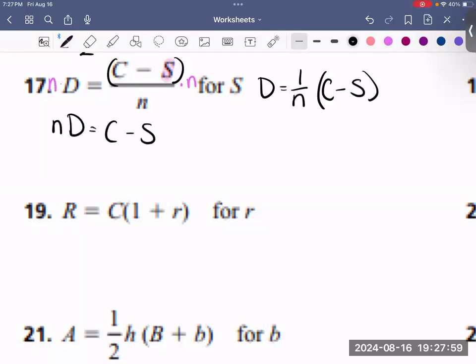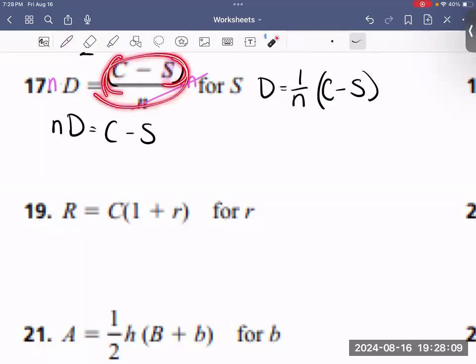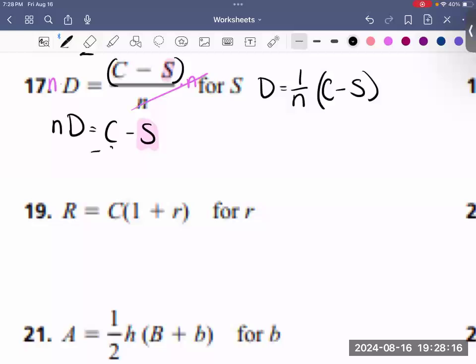Now we can go ahead and drop your parentheses because what we've done is canceled out your n's. So now we have C minus S. Now we can drop the parentheses because there's nothing else we need to account for. So at this point in time, we're trying to solve and get S alone. So we can go ahead and subtract C to both sides. So you have nD minus C is equal to negative S.